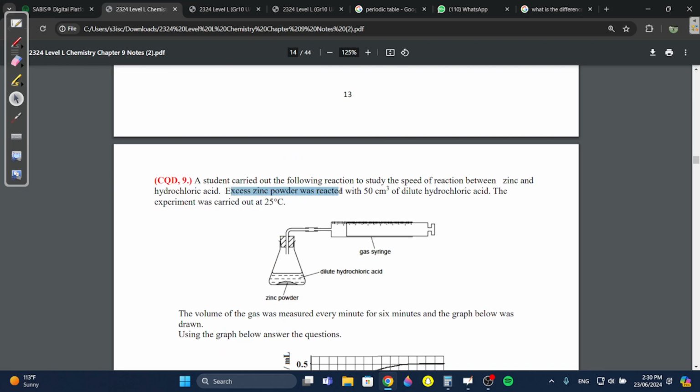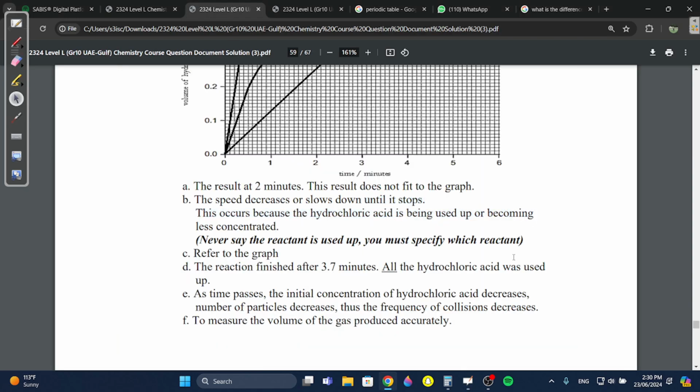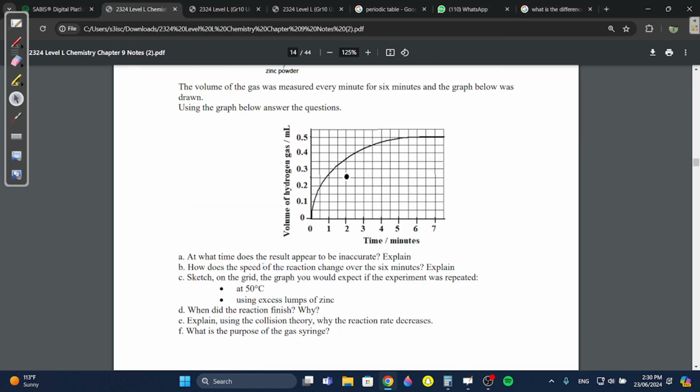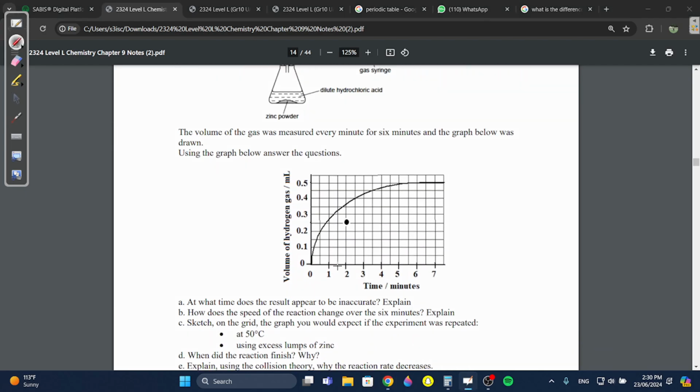We know that zinc powder is the excess, which means hydrochloric acid is the limiting. So you have to say the limiting was used up. And what's my limiting? Hydrochloric acid. So you have to say the reaction rate decreases until it stops because the hydrochloric acid was used up. Part C: sketch on the graph what happened if it was repeated at 50 degrees Celsius. Again, I think they get a question like this. It's 25, so if it's 50 degrees Celsius, it will be like this.